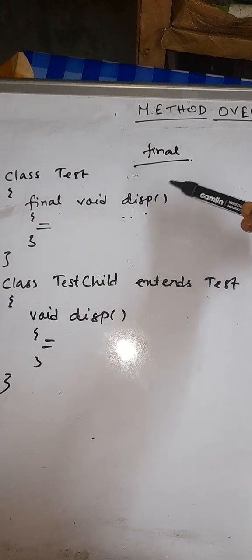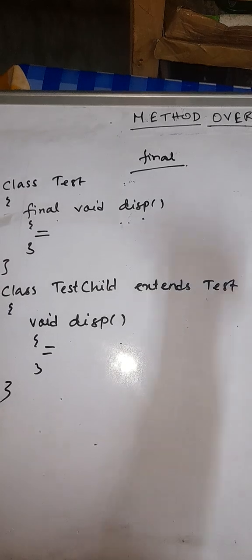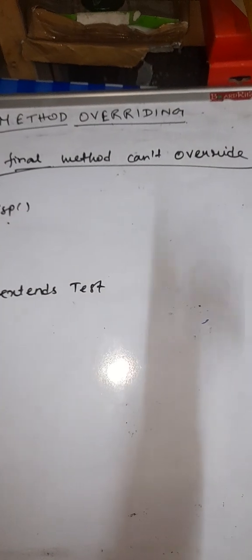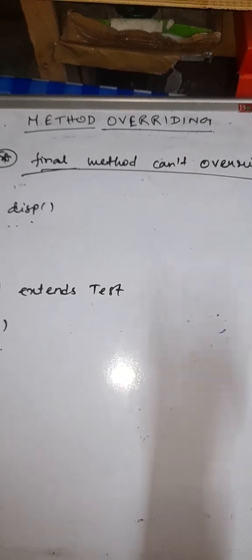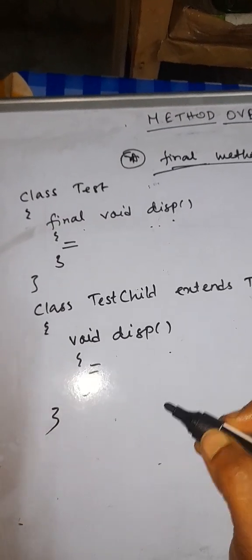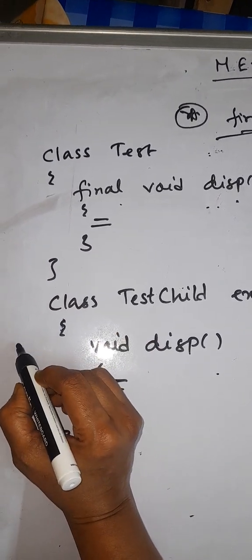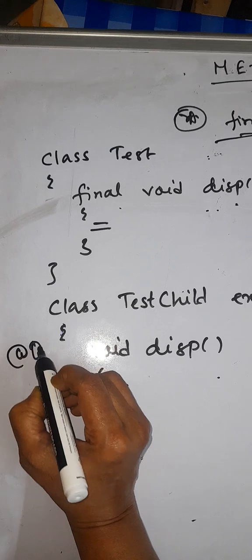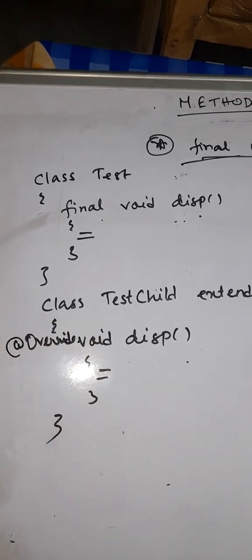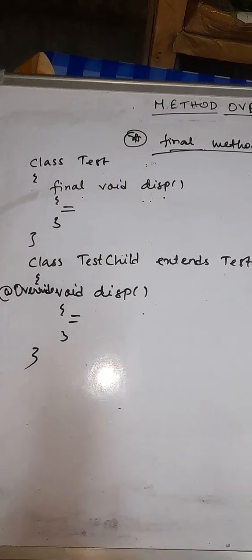Why? Because this display method in the base class is declared as final. So a final method you can't override. When you override your base class method, the best practice is to use this keyword, that one is @Override. If you use this, then it will be very clear which one is the overridden method.